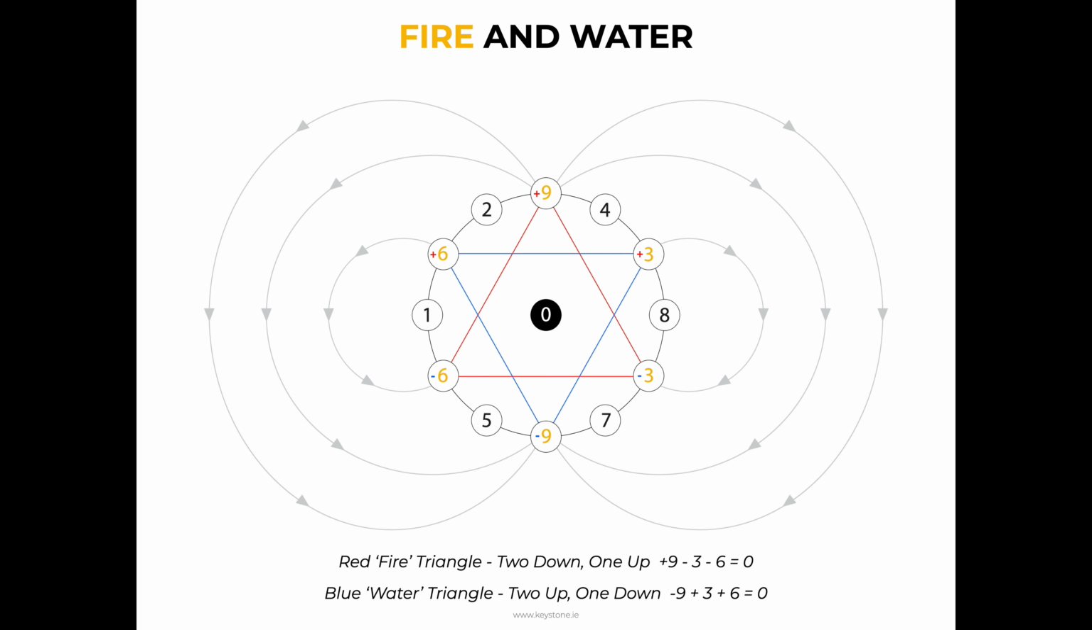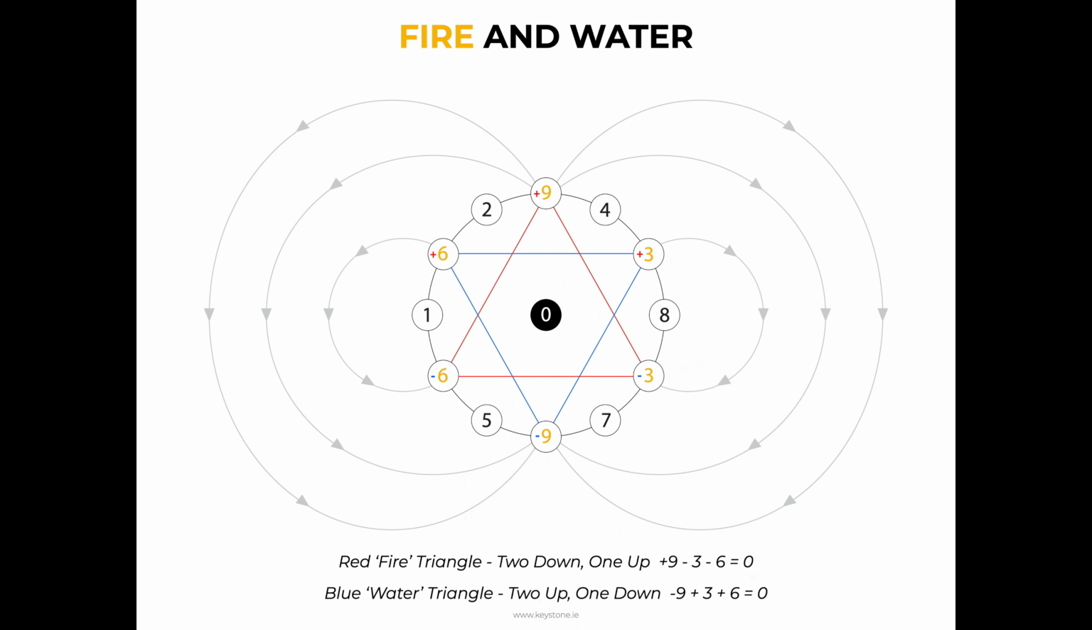To the ancients, the two main elements were fire and water. The heavenly fires and the heavenly waters is what they described it as. The red upward triangle was fire. The blue downward triangle was water. I want to point out something here. I've assigned charges to each of these as follows. We have a red fire triangle, which is 2 down, 1 up, 2 down, 1 up. And we have a blue water triangle, which is 2 up and 1 down.